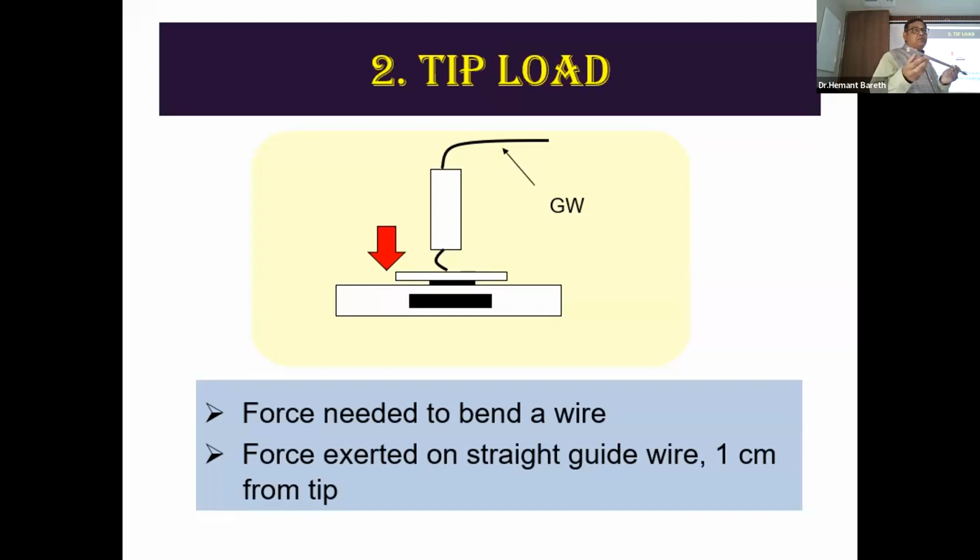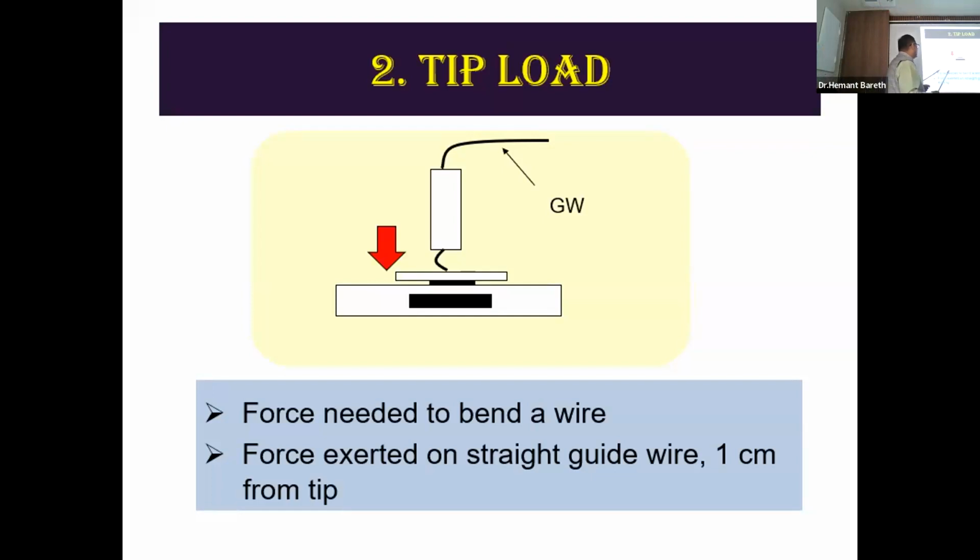Or you may have a situation, balloon crossing, but stent not crossing. And that is again dependent on the rail support. If you use a more heavy duty wire, then you may be able to pass balloon or stent as the case may be. But the second thing is tip load.